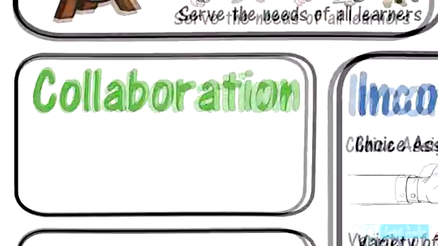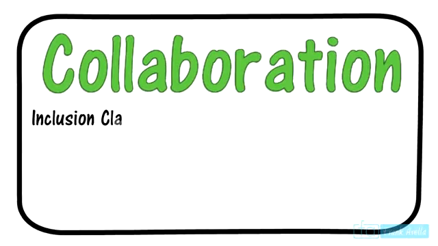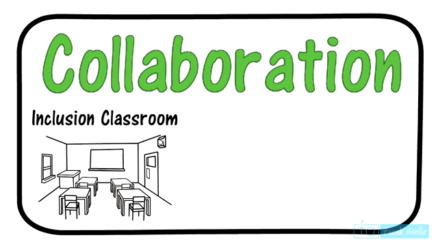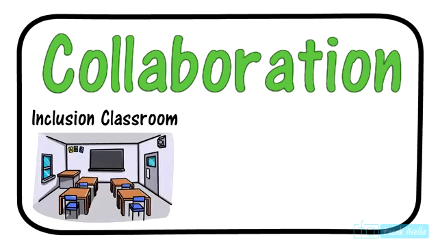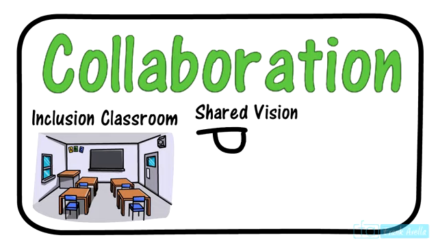Collaboration. The inclusion classroom is the most common place you would find implementation of universal design for learning. And that's because the collaboration can take place between the special education teacher and general education teacher. Collaboration of educators, teachers, administrators, and paraprofessionals should all be centered around shared goals and visions.